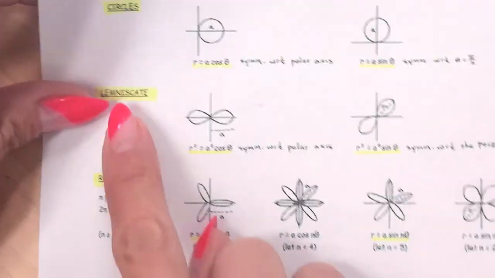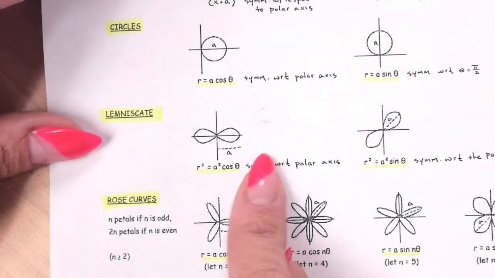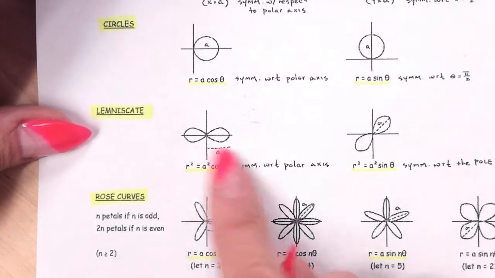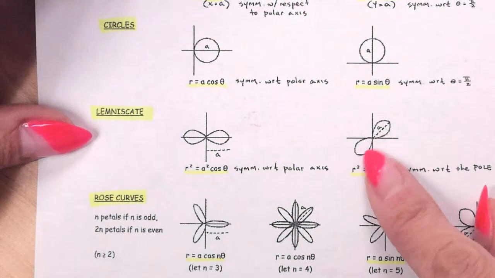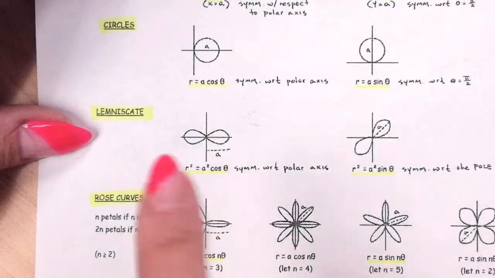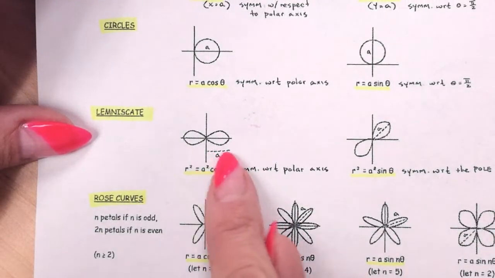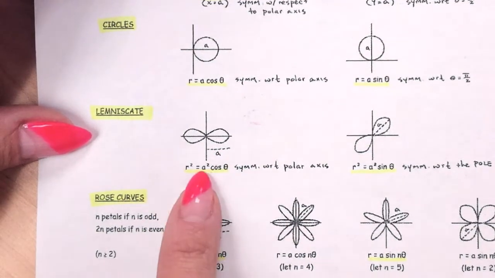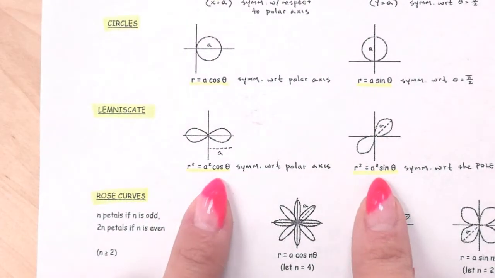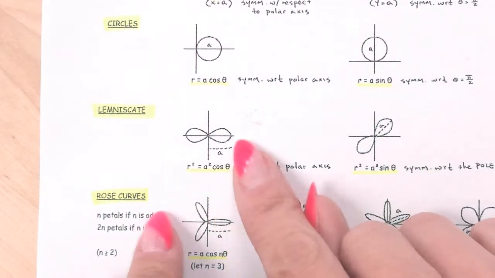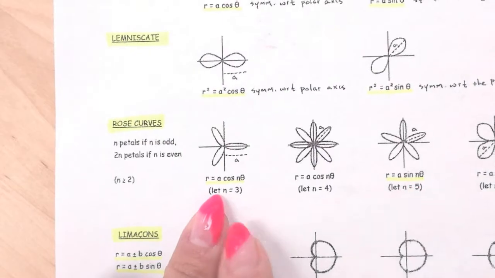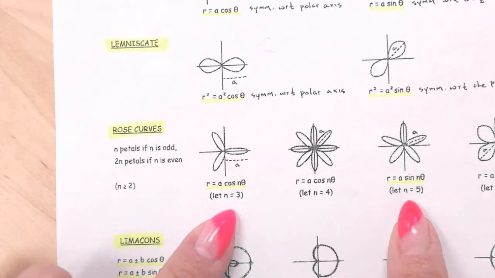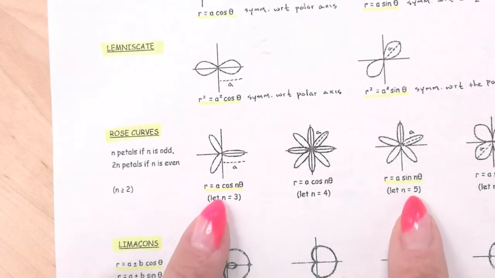A lemniscate is like an awful flower, a flower that's been wrecked. It only has 2 petals. It's either going to look like this or like this. Those are the only 2 options. The number in front tells you how long your petal is. So r squared equals a squared. It's either going to be 0 degrees to start with or 45 degrees to start with, so sine versus cosine. And then rose curves, again: odd n, same number of petals.